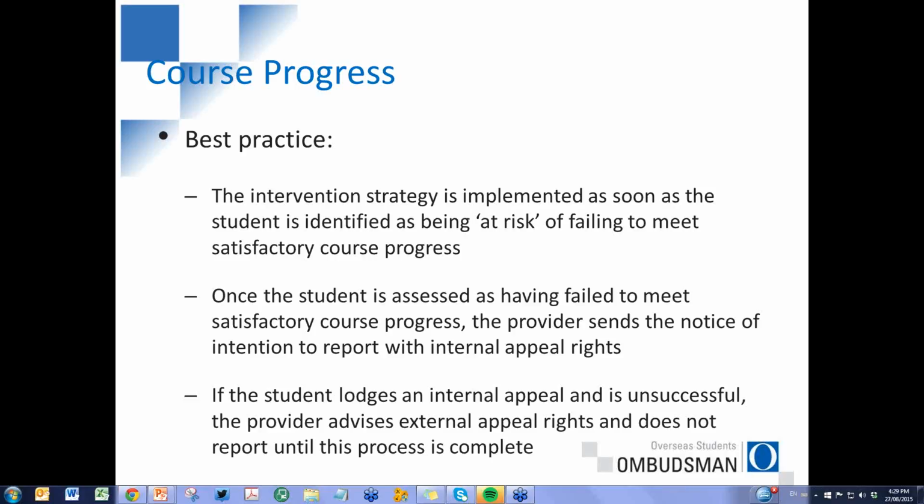And then we will go through basically your course progress policy, what sort of intervention strategy you've put into place, whether you have done that, and also go through each part of Standard 10 and make sure that all of that has been followed correctly, so that the student has been given procedural fairness in order to be reported to immigration. So that's some of the best practice points. We'll move on to poor practice.